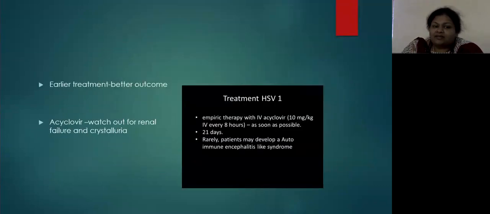So early treatment, better outcome. Acyclovir, how long do you give? How much do you give? 10 mg per kg IV, 8 hourly, 21 days actually. What are things to look out for when you give acyclovir other than renal failure?